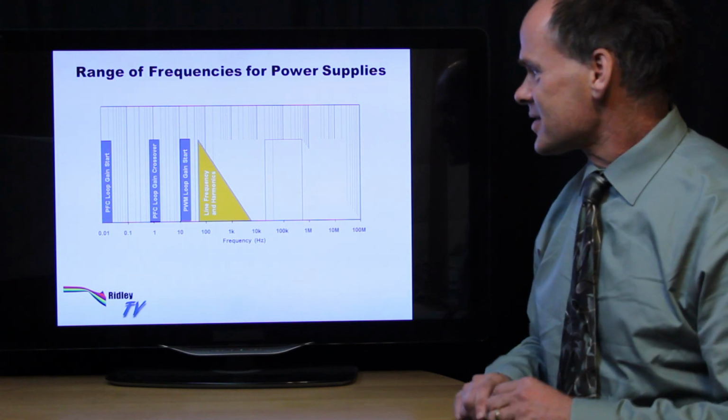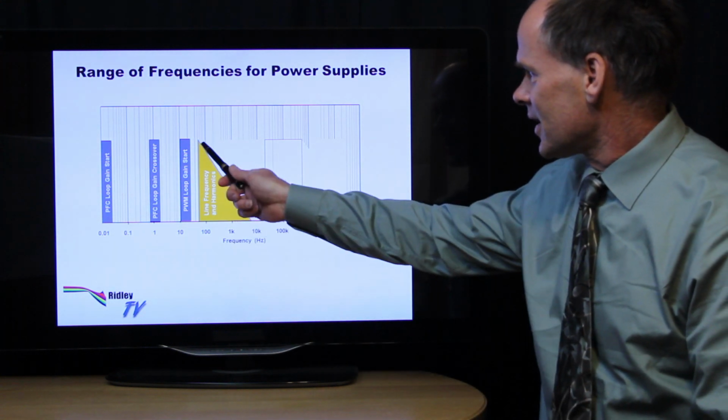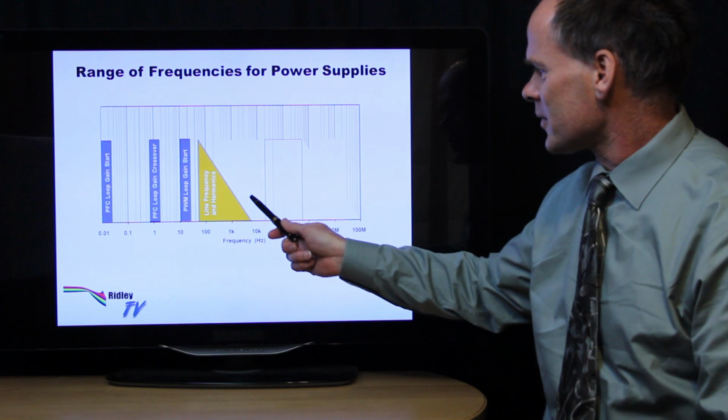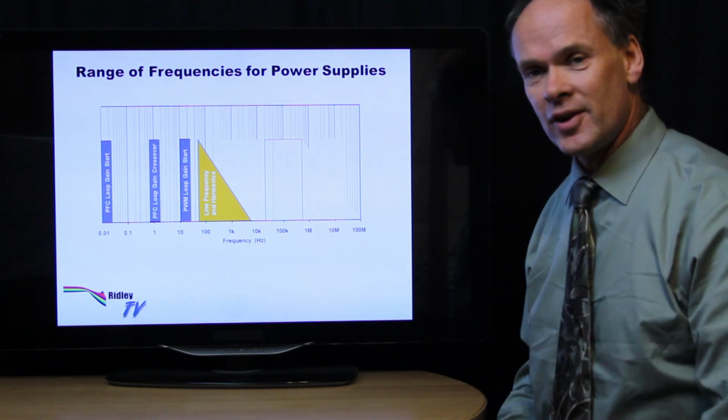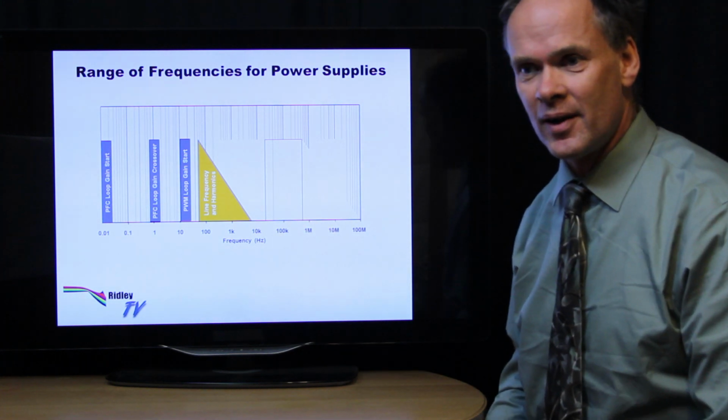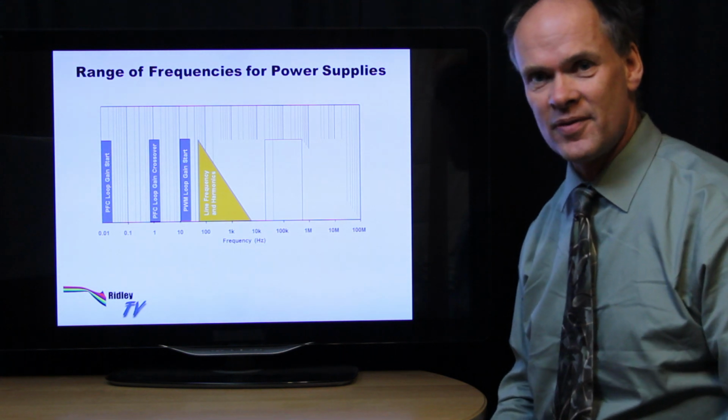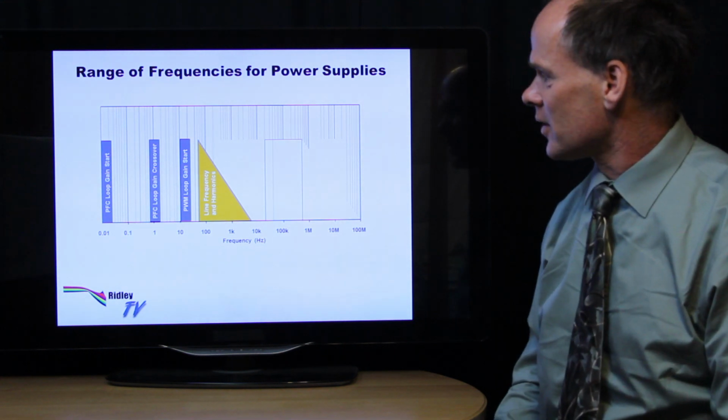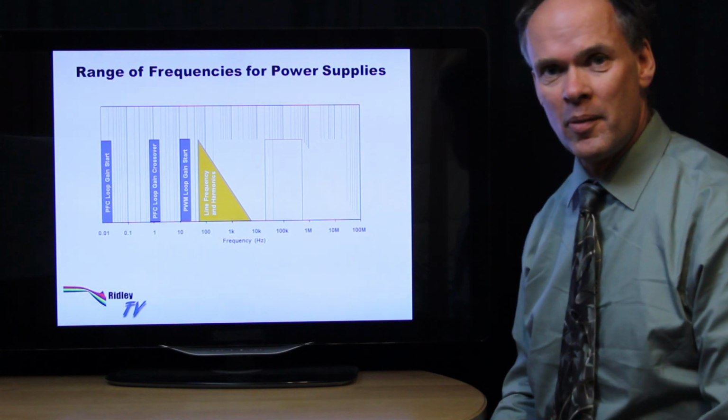Line frequency harmonics start at 50 or 60 Hertz, and you can see they fall off with frequency as you generate third harmonics, fifth harmonics, etc. All of these harmonics can affect the performance of our power supply, and we want to make sure we've got good gain in this region when we're measuring the loop.